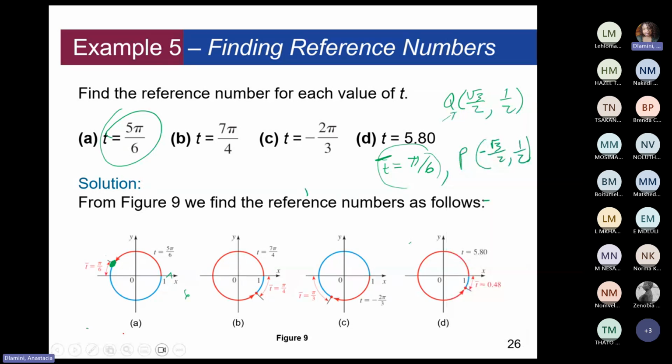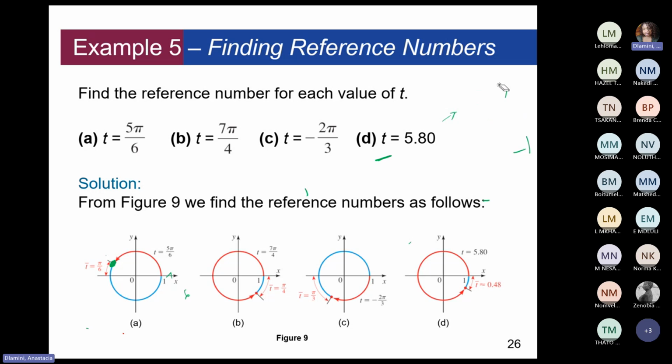Are we all together there? Yes, ma'am. Now, number B, it's the same value. So they say find the terminal point. We're answering that example that says find the terminal point using the reference number. So they gave you this. We go and find the reference number, and we found that our reference number is pi over 4. So then we found that our t bar is equal to pi over 4.